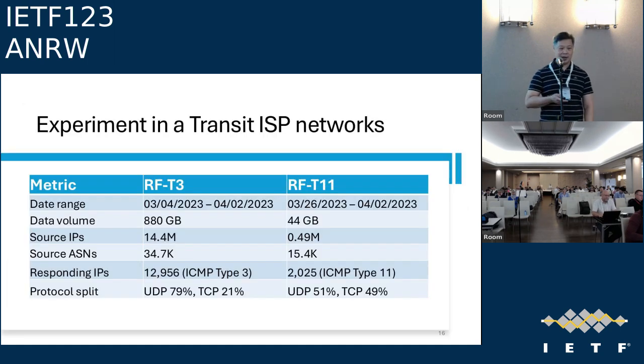So we performed the experiment in a transit ISP network in Asia. For the RFT3, we captured around 1 month of traffic. For the RFT11, we only captured around 7 days. We were able to capture 14 million IP addresses.